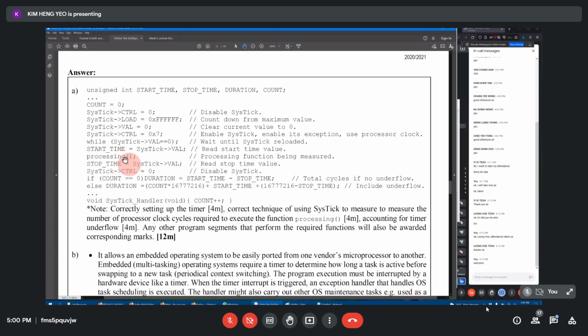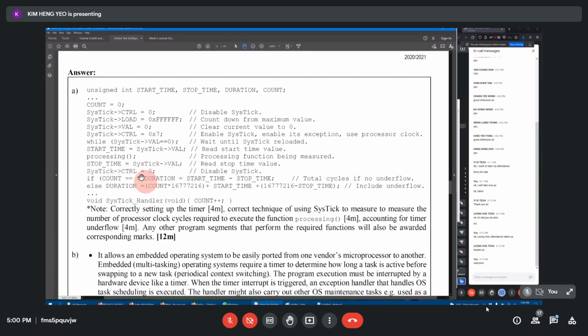Then I call the function. This is the function that I want to measure, processing whatever. Once the function finishes, I record the SysTick value again into stop time. Then I stop the timer. Now I want to get my duration.